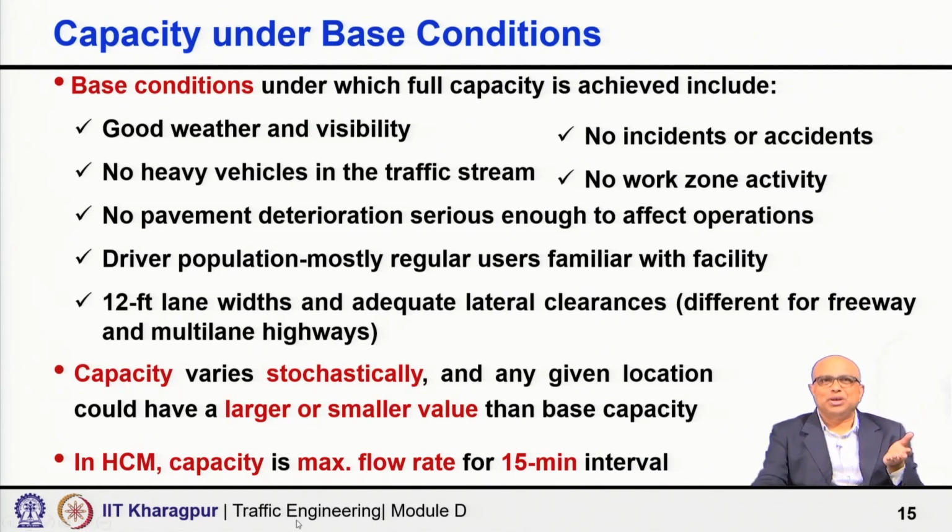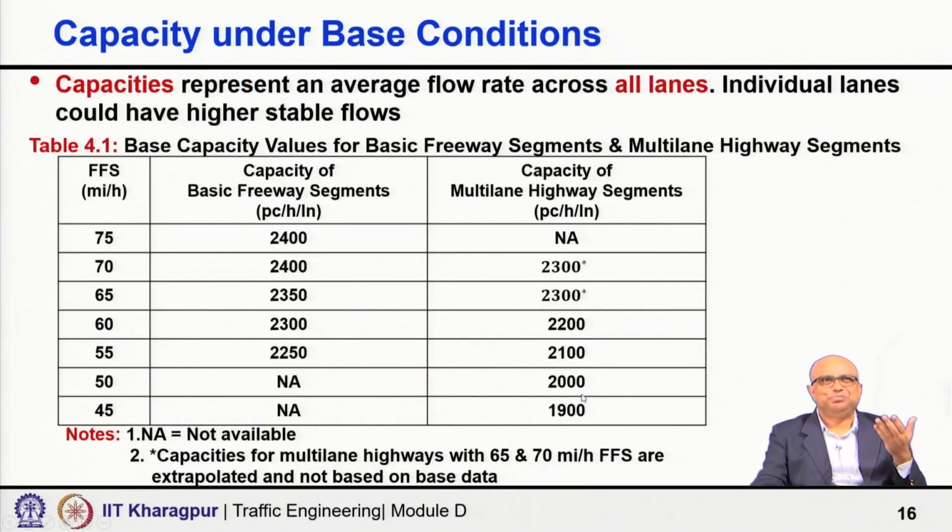In Highway Capacity Manual, whenever we are expressing maximum flow rate or capacity, we are expressing it considering a 15-minute interval. This has meaning, because if you take 5 minutes instead of 15 minutes, your maximum flow rate may be different. So, capacity represents an average flow rate across all lanes. Sometimes lane-wise it may vary, but what we are representing is the average flow rate across all lanes. Individual lanes could have higher stable flow depending on the condition or operation.